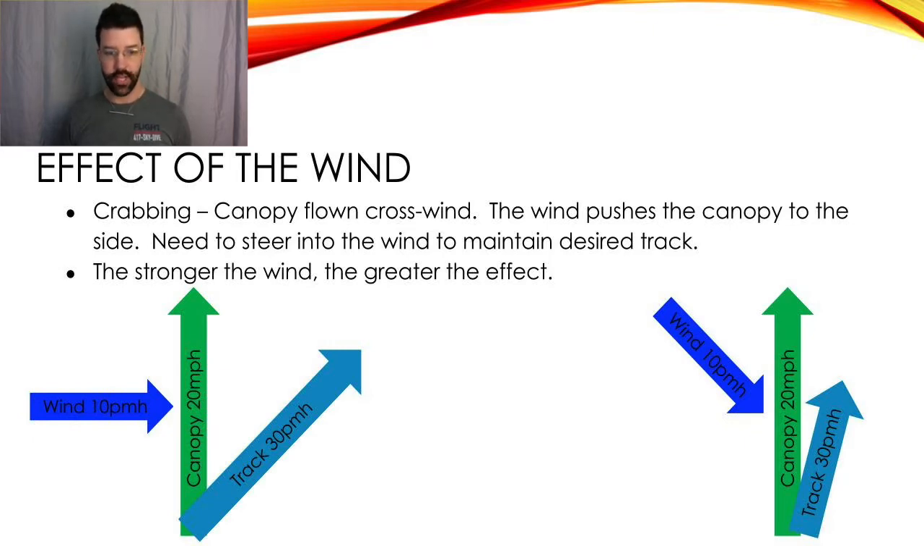In this case, your canopy is flying straight forward, but the wind is hitting you from the left or the right side. In the example at the bottom left, your canopy is flying forward, the wind is coming from your left side, and that's going to push you to the right across the ground. In order to correct this and fly in a straight line, you have to do what we call crabbing, where you turn into the wind just a little bit.